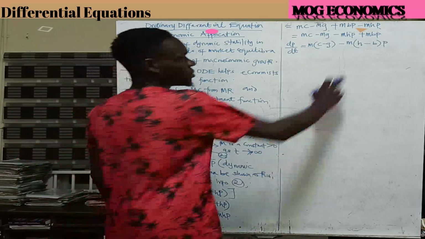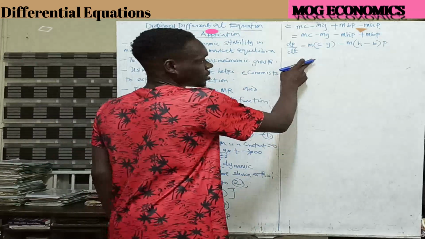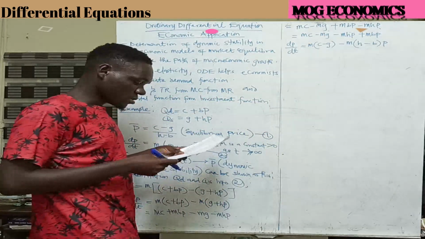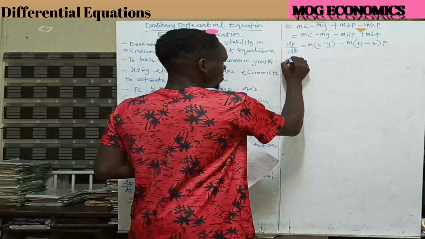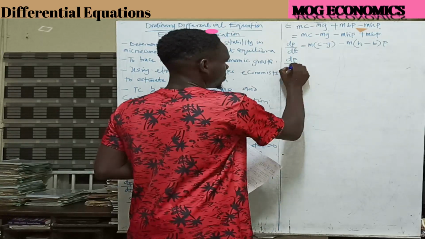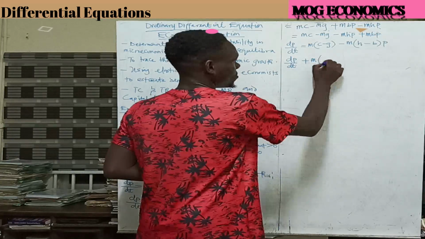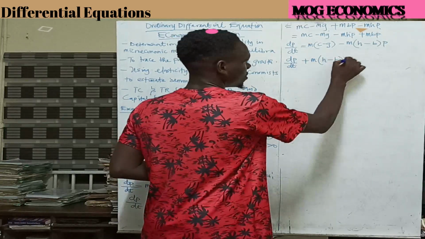So bringing this term here, by bringing this term here, we have dP over dt plus M(H minus P).